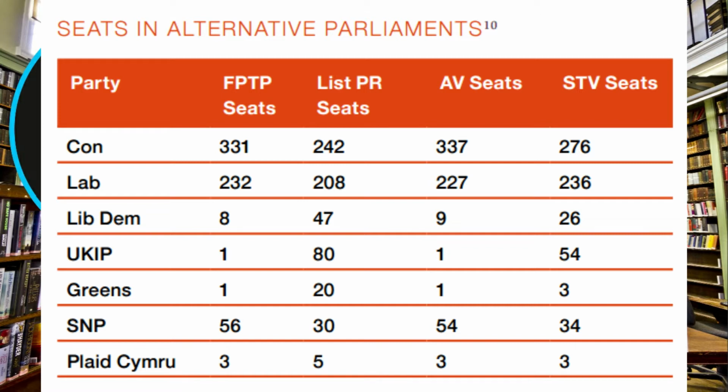So this is how they vote in the European Parliament. They would have had just 242, and then if they had AV, they would have 337. However, UKIP end up getting one seat in first past the post, but end up having 80 under a list proportional system, right? And with AV, they end up getting one as well. There's also STV, the single transferable vote, which we already have in Northern Ireland. And as you can see there, UKIP would have got 54 seats in that parliament. So depending on what kind of system you have, it has a different makeup, right?